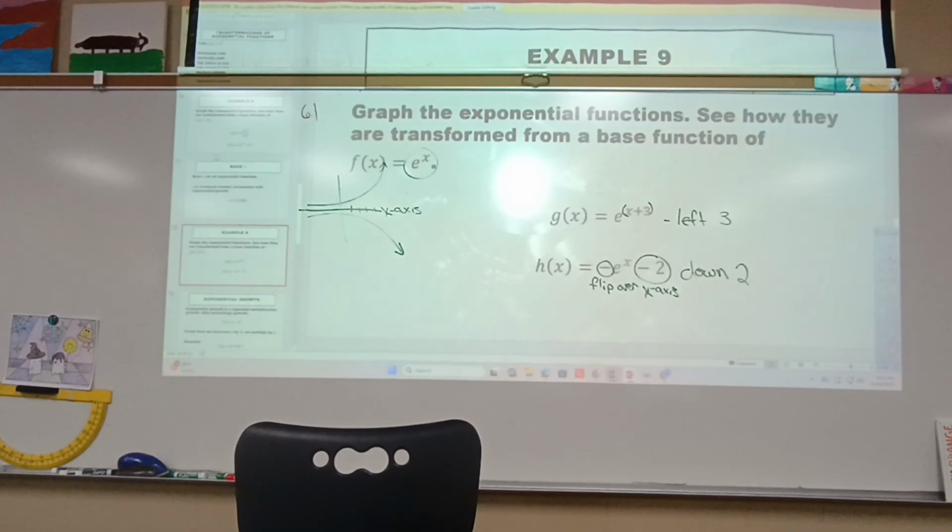So the negative in front of the entire thing flips over the x-axis. The negative by the x flips over the y. All right, we're good. That will get you through all of 6.0, all of 6.1.